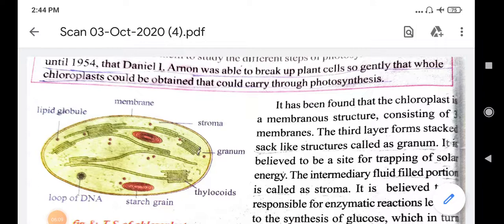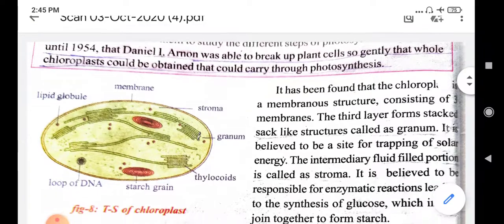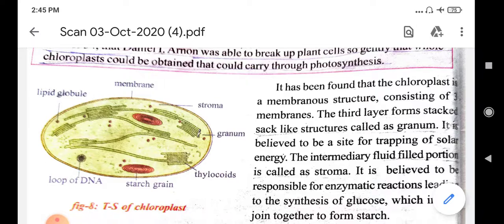Before knowing the structure of the chloroplast, you have to know who discovered the chloroplast. Here in the line, Daniel I. Arnon was the scientist who observed the chloroplast by breaking the cell gently, so he was able to observe it. If you read the sentence, Daniel I. Arnon was able to break up the plant cells so gently that whole chloroplasts could be obtained that could carry through photosynthesis.